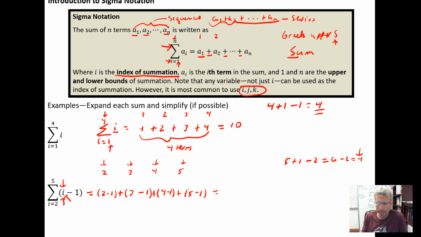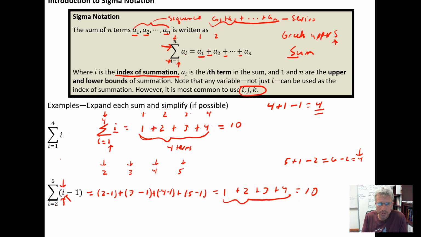So we get 2 minus 1 is 1, plus 3 minus 1 is 2, plus 4 minus 1 is 3, plus 5 minus 1 is 4. And then we'll notice that this is actually exactly the same series that we had up here. 1 plus 2 plus 3 plus 4. So we know when we add that up, we get a 10.